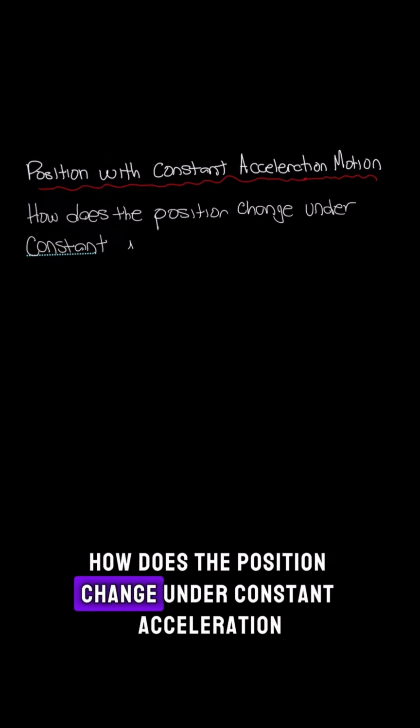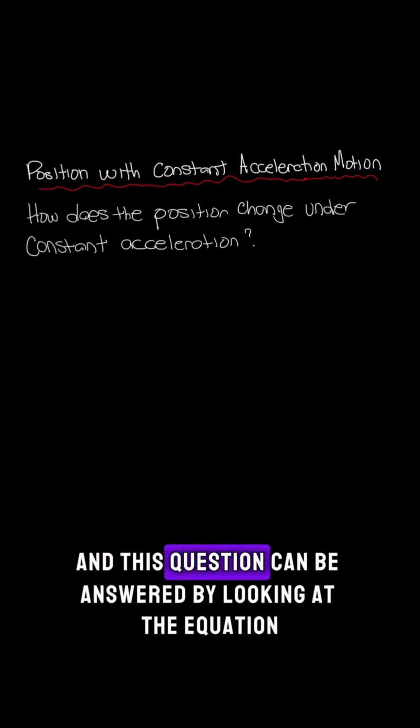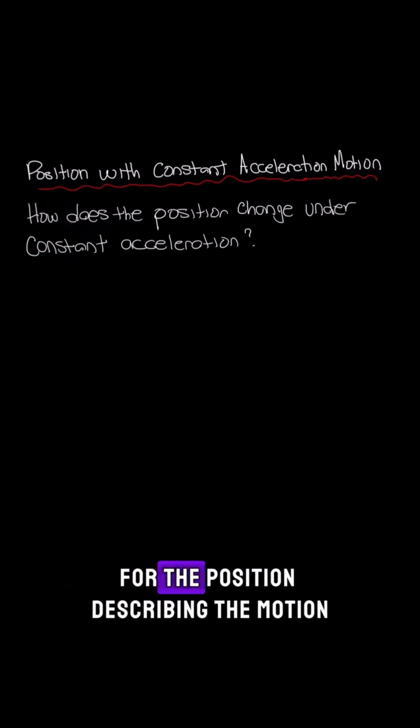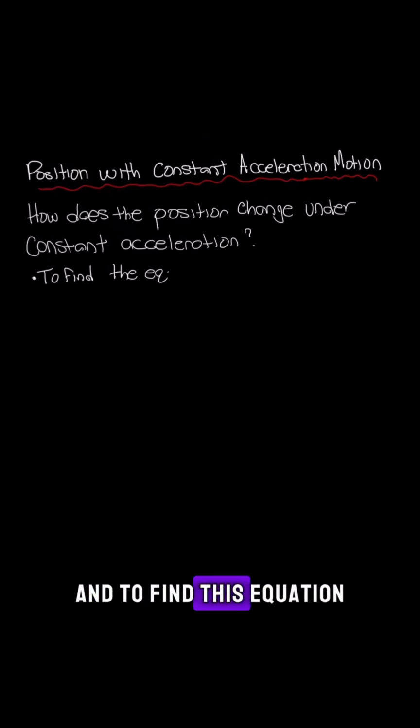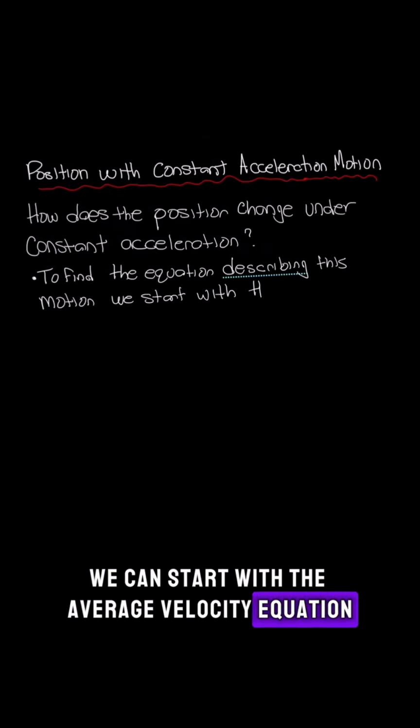So today we're going to look at position with constant acceleration motion. The main question to ask is, how does the position change under constant acceleration? This question can be answered by looking at the equation for the position describing the motion. And to find this equation, we can start with the average velocity equation.